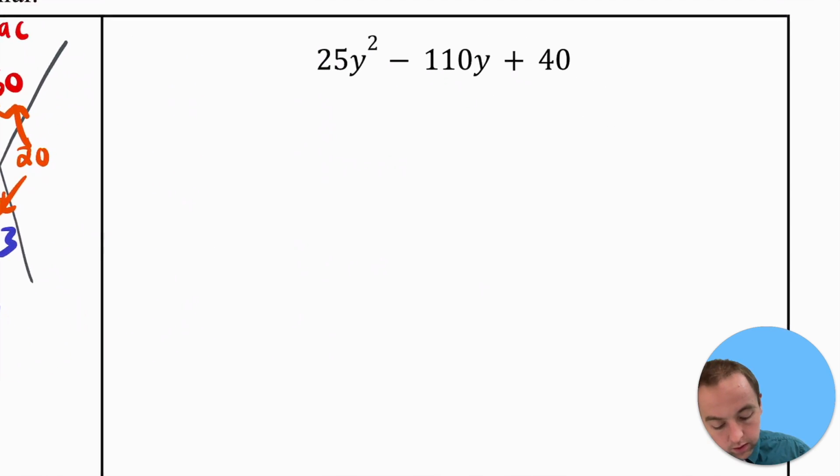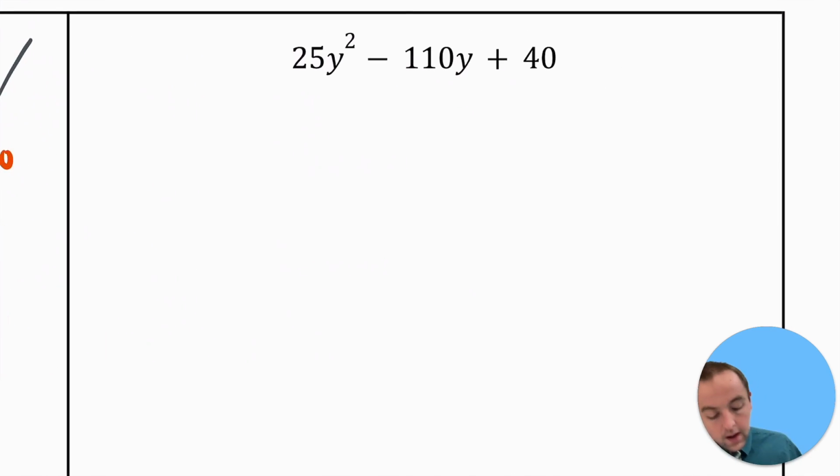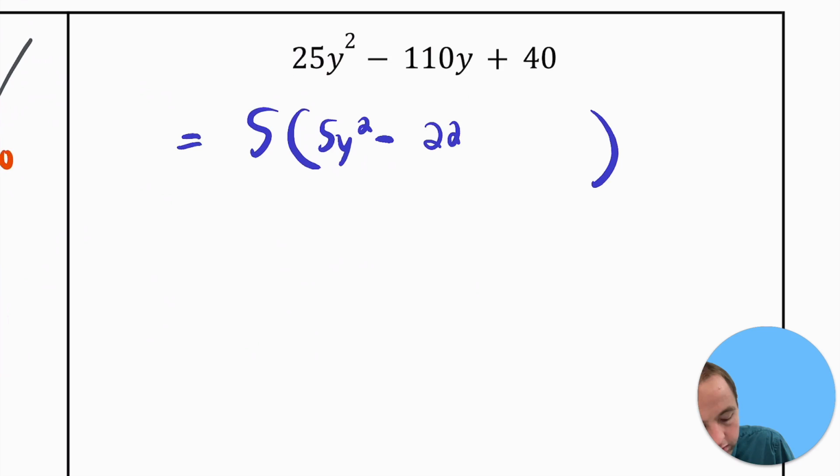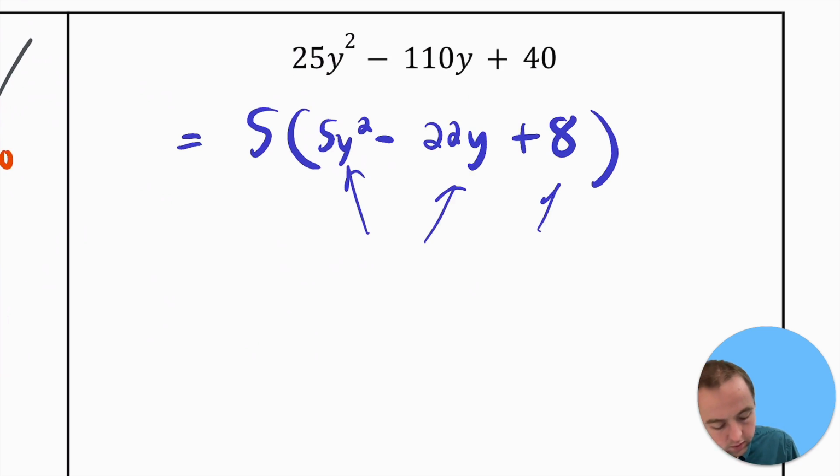Another example that I want to look at right here is this one. We want to check for a GCF first if there is one, and it looks like with a 25 and a 110 and 40, they all end in zeros and 5, so at least a 5. So let's at least take out a 5, see what we're left over. If I take out a 5, I get 5y squared minus 22y plus 8. And then 5, 22, and 8 don't have anything in common. So I guess 5 would have been the greatest common factor.